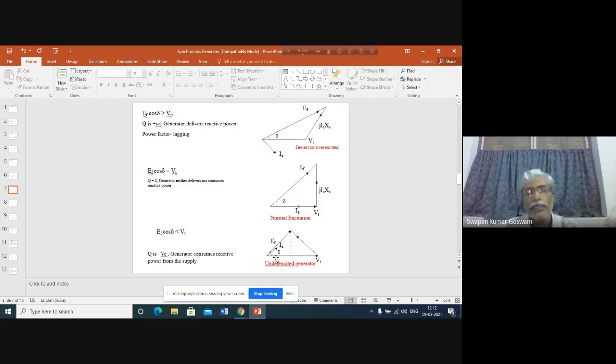Let us decrease the field current further. How much can we reduce it? Up to what extent can we increase the field current? Up to what extent can we reduce the field current?